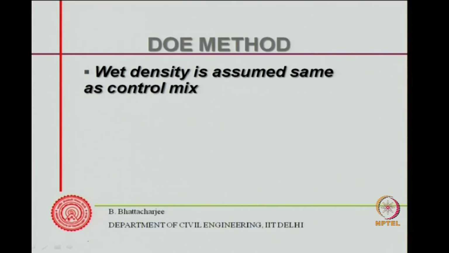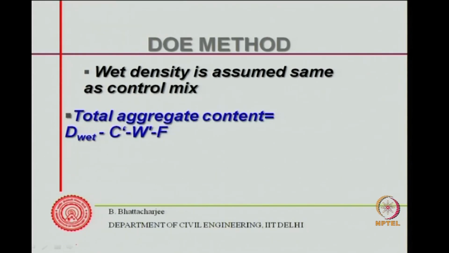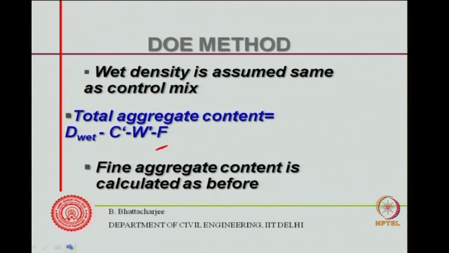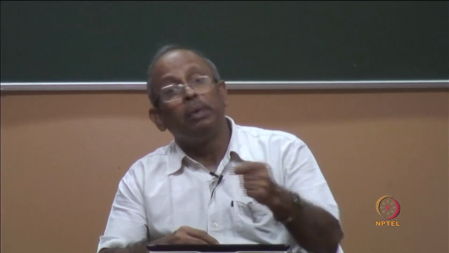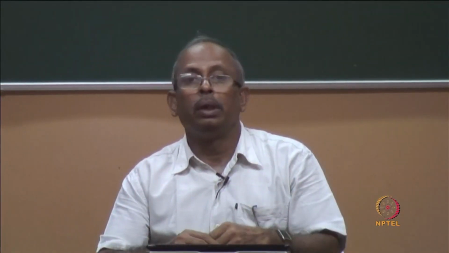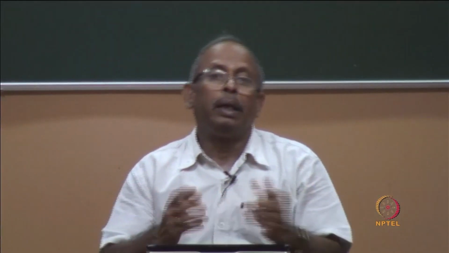wet density is assumed same as control mix, follow the same procedure, only fly ash will be now reduced, and fine aggregate content is calculated as before. So, using DOE method you can also obtain a mix design using fly ash, as I told you. Procedure is by and large the same, first get the control mix, and then you get the fly ash content, etc. Only thing is it uses a K factor now, IS code does not use K factor, and the suggested K is around 0.3.